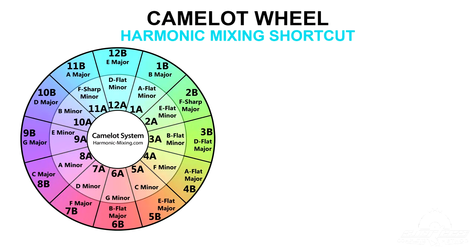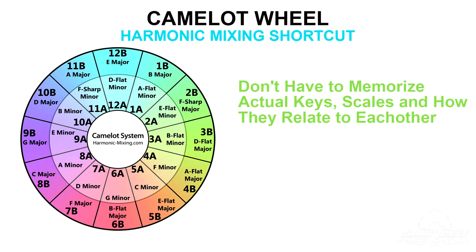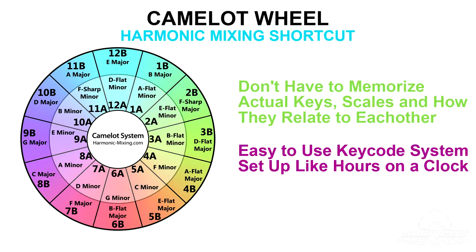You can sort of think of the Camelot Wheel like a shortcut to learning how to mix harmonically without having to memorize all the keys and how they relate to each other. Instead, the Camelot Wheel assigns each key a key code number from 1 to 12, like hours around a clock.